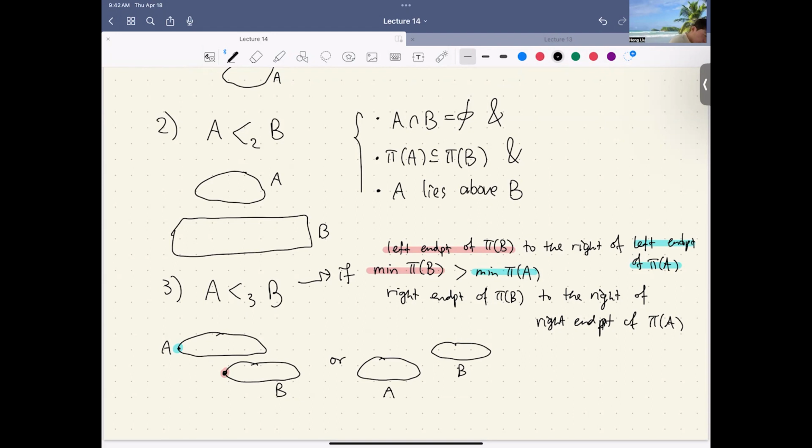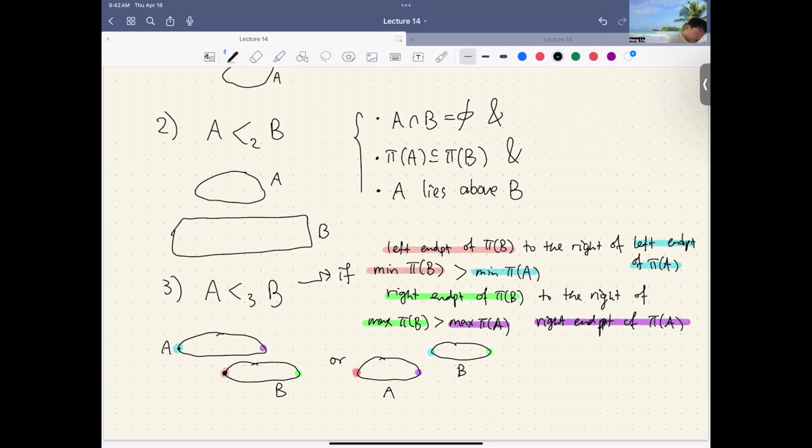Okay, meaning the max of pi b is also bigger than max of pi a. Max of pi b, which is the right endpoint, is to the, which color I haven't used? Purple. To the right endpoint of pi a, max a. So this is max a, max a. This is, okay.